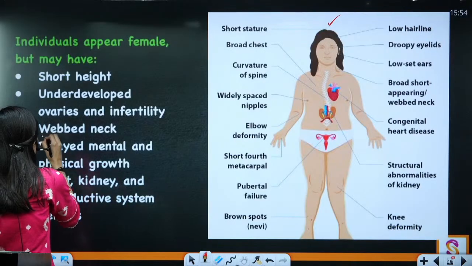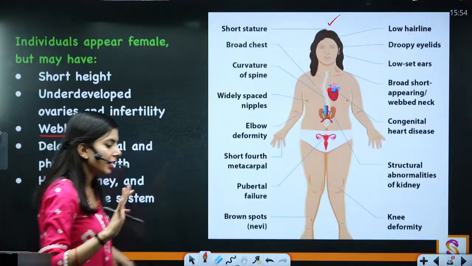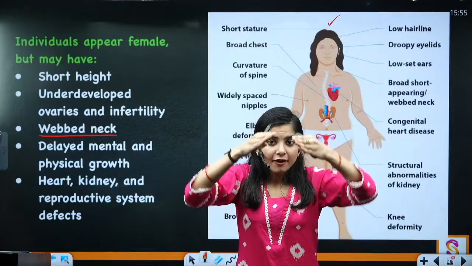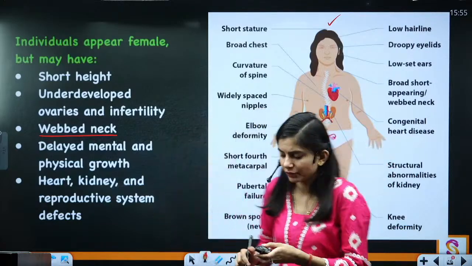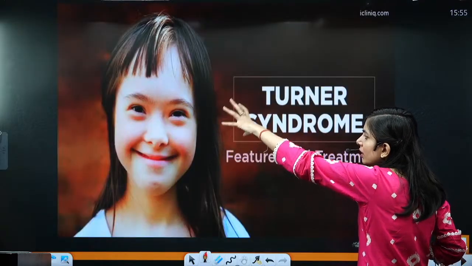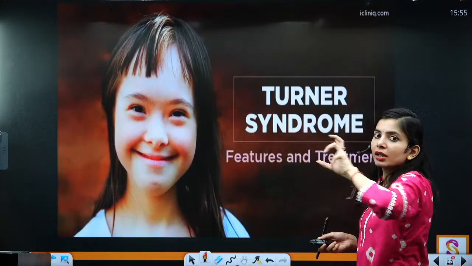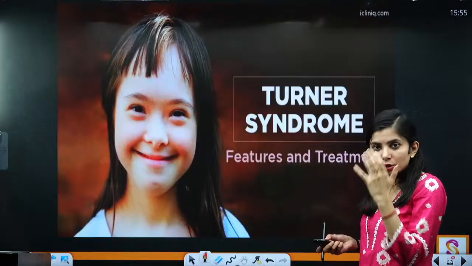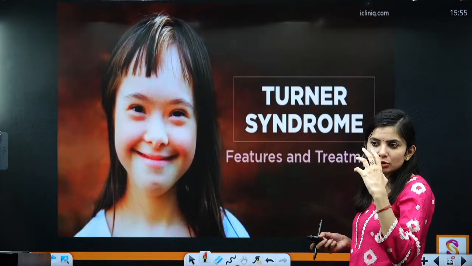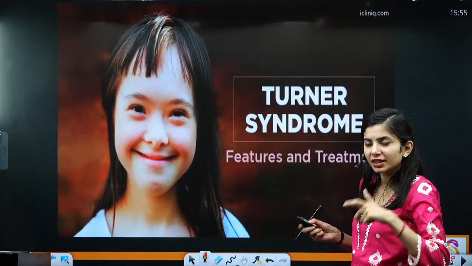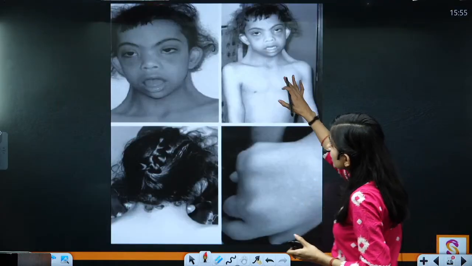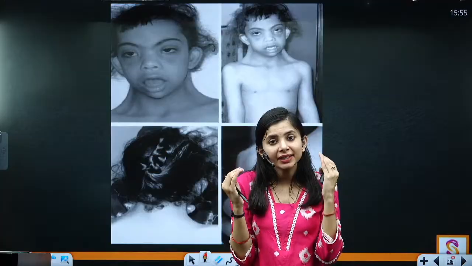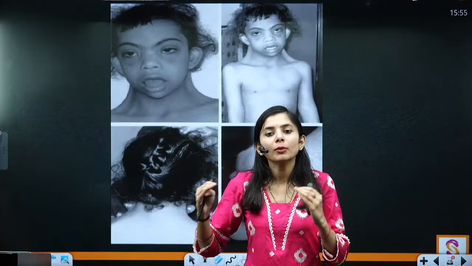Now, another thing they used to have is a webbed neck. Just try to understand. Our neck in terms of structure is like this, and a webbed neck is like this. Just wait for a while. See, this is the structure they used to have in case of Turner syndrome. Symptoms mean physically you can diagnose and analyze that this person has Turner syndrome. Again I told you that there is going to be mental retardedness as well as some locomotor disability.